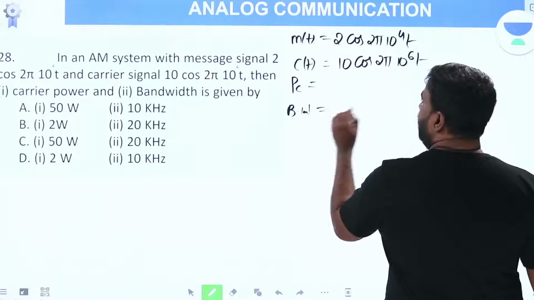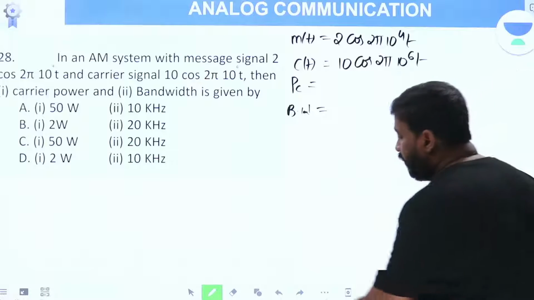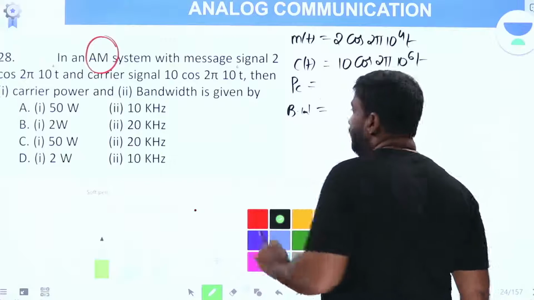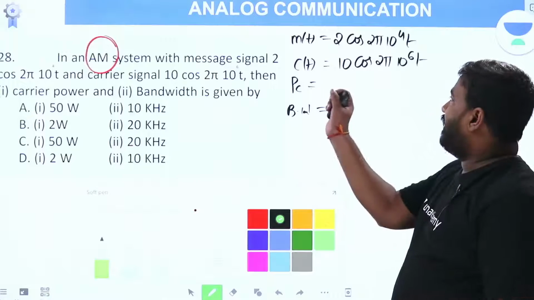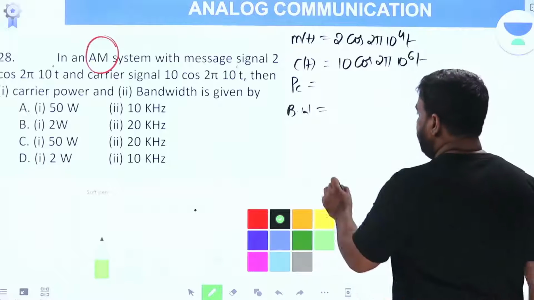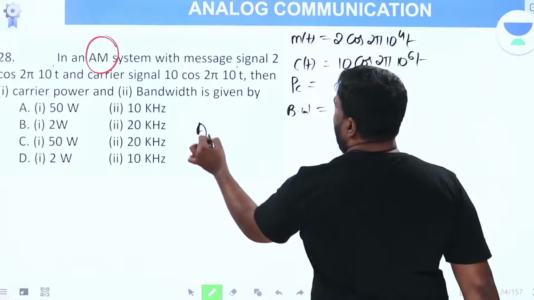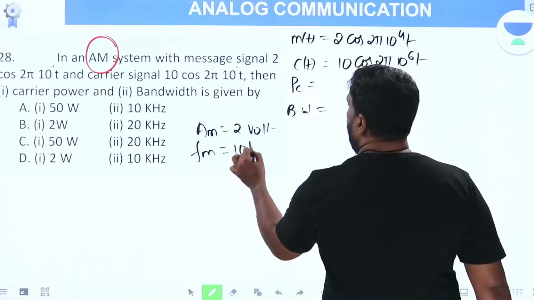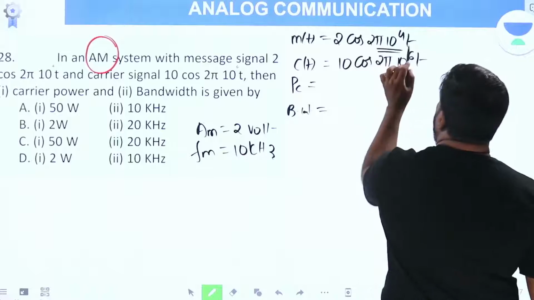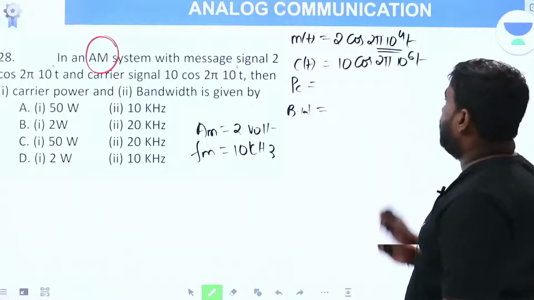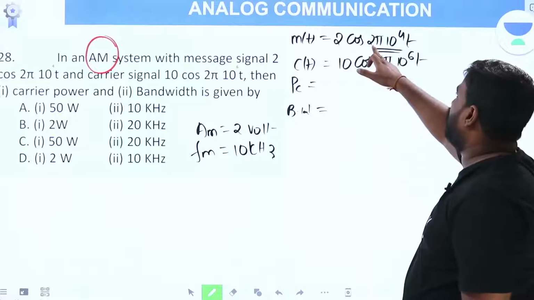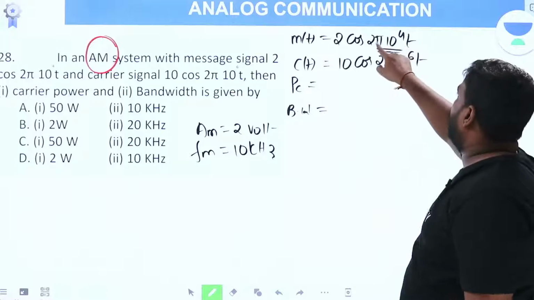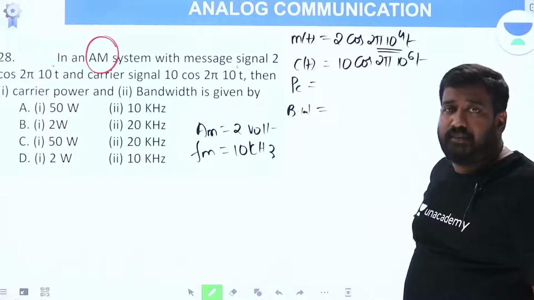and bandwidth. What is the system given here? Whenever I am talking about bandwidth, you should be very careful about the system given. The system given here is AM system. So now try to identify. From this, we can identify that Am is 2 volt, fm is 10 kilohertz, 10 power 4 here. You should be very careful. Sometimes he will not give you this 2. He will give you pi into 10 power 4. Then you must be able to write it in terms of 2 pi into something. Clear?